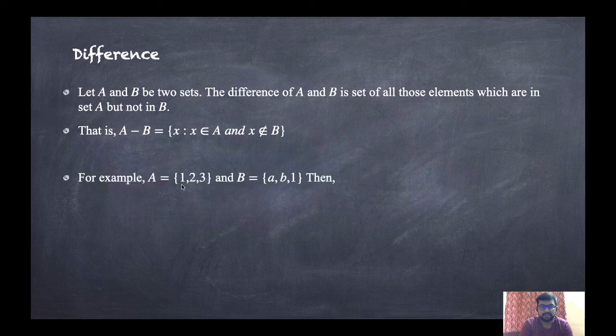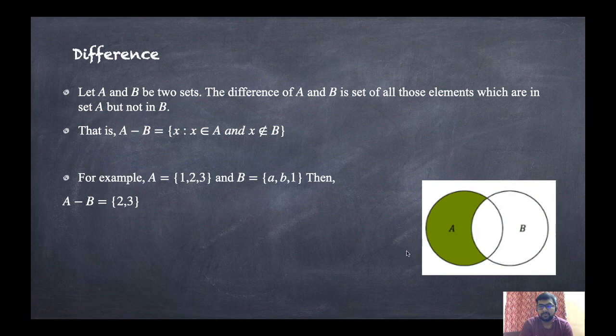For example, A equals 1, 2, 3, B equals {a, 1}. So what will be A minus B? That means which are in A but not in B. So it will be 2 and 3. That means this minus this. When I subtract it, 2 and 3. Now here this rectangle is the universal portion. So this green portion is A minus B because A. But here this B portion is also there. So this green portion is the difference of two sets, that is A minus B.